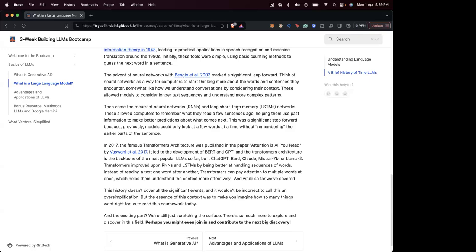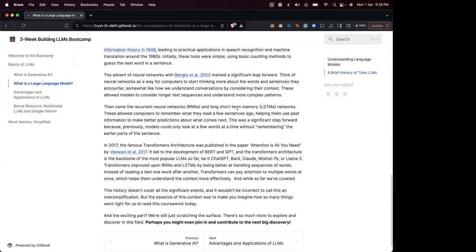Okay, it ensured that you could actually, in a very proper and viable way, use a lot of the previous context in order to generate the next word. So this created this architecture and this model, and we'll cover what the transformer architecture was in the coming sections. And it led to the development of BERT and GPT. And the transformer architecture is the backbone of the most popular LLMs so far.